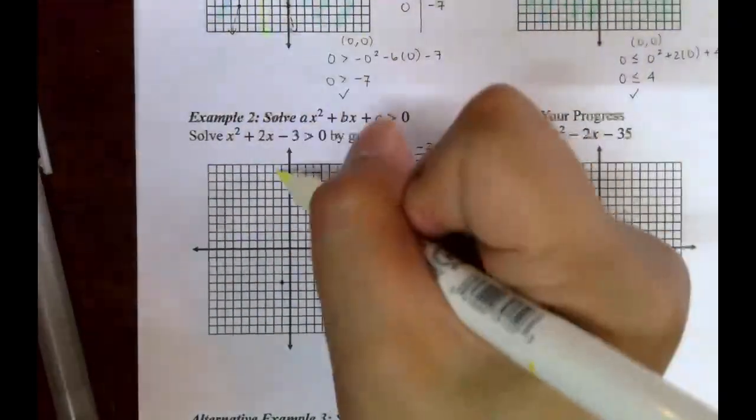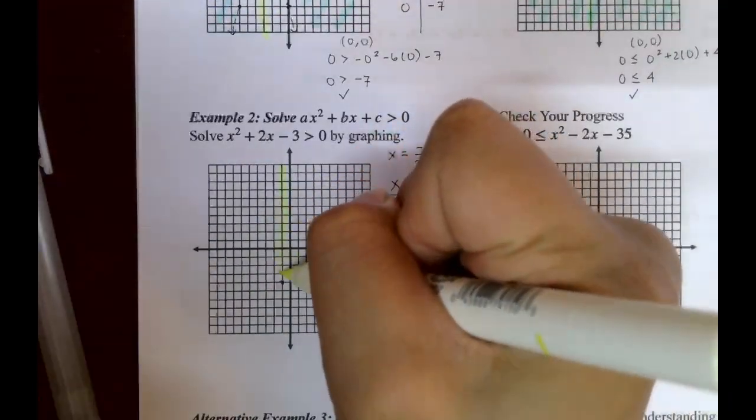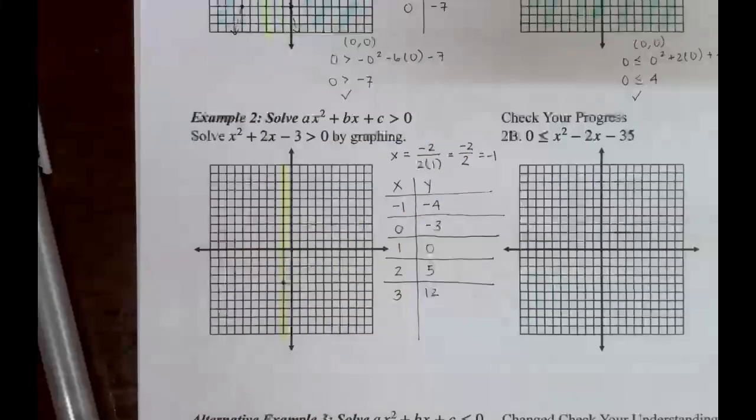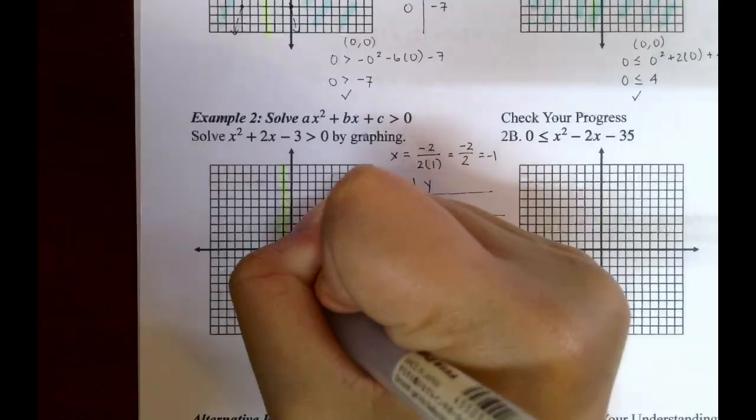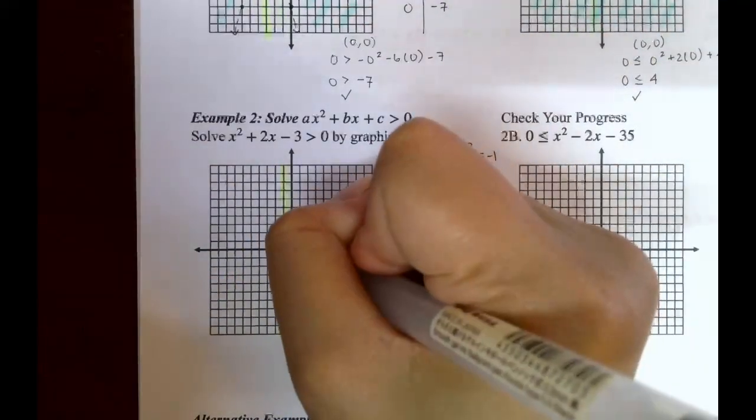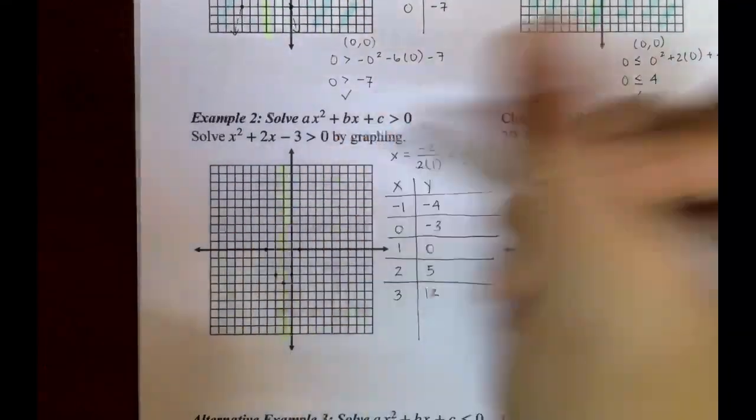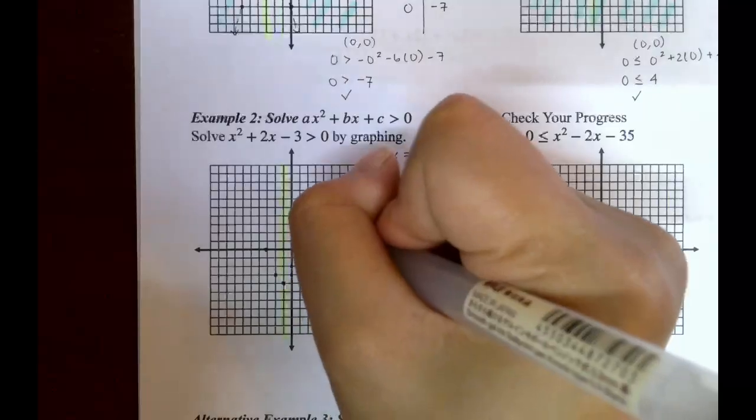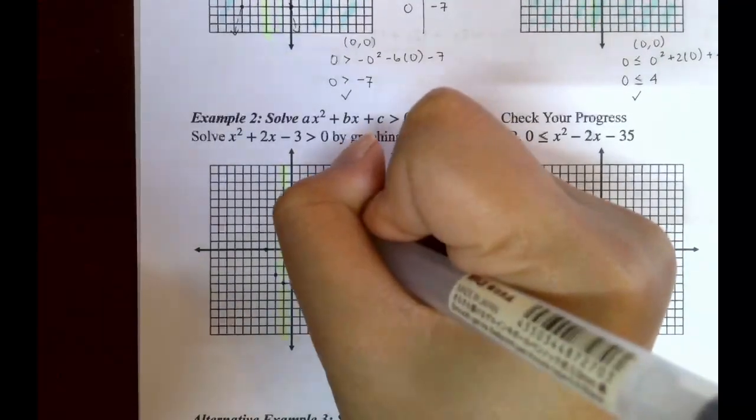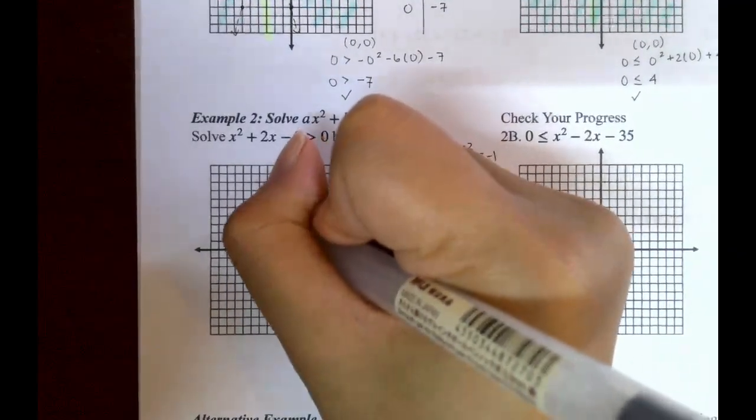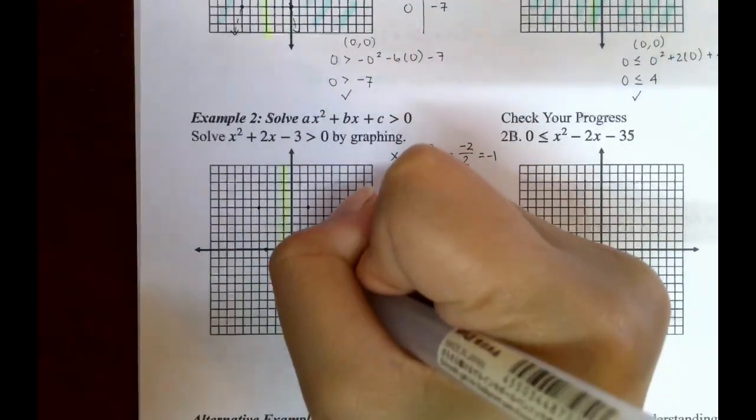Let me draw my axis of symmetry to help me mirror it over. Okay, 0, negative 3 is here. Mirror it over here. 1, 0 is here. Mirror it over here. And then 2, 5, 1, 2, 3, 4, 5 is here. 1, 2, 3, 1, 2, mirror over here. Now I'm going to connect.